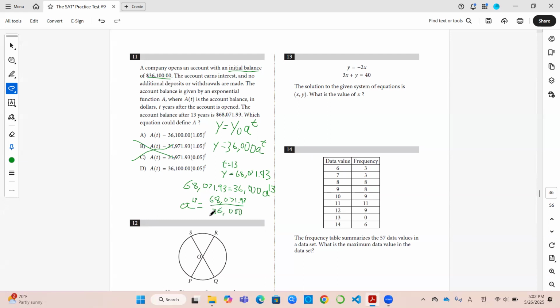If you want to solve for a, all you gotta do is take all of this chunk and raise it to the power of 1 over 13, because the 13 cancels out by multiplying by the power of 1 over 13 here. Let your calculator do the work, and the correct answer choice here for question 11 is A, A as an apple.